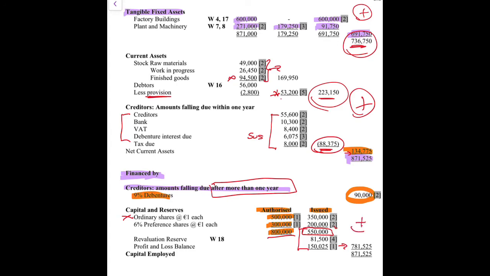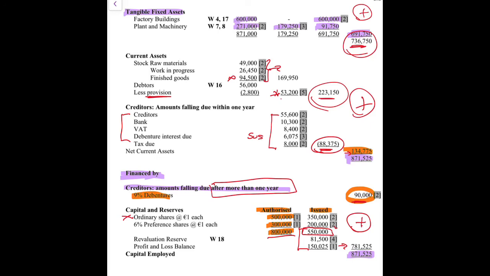781,525, and you're adding that to your loan of €90,000, and that will give you your capital employed, the figure that we're looking for, our balancing figure of 871,525. So that is this question completely finished, the 2009.